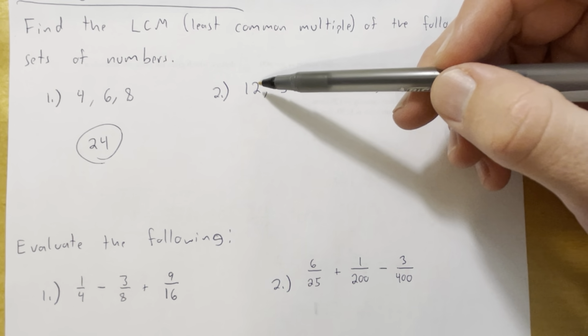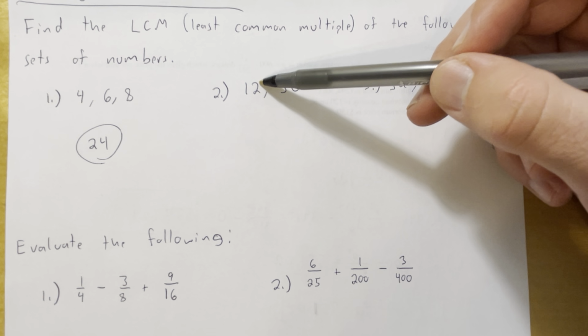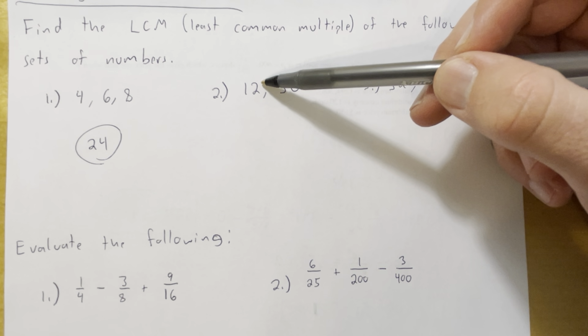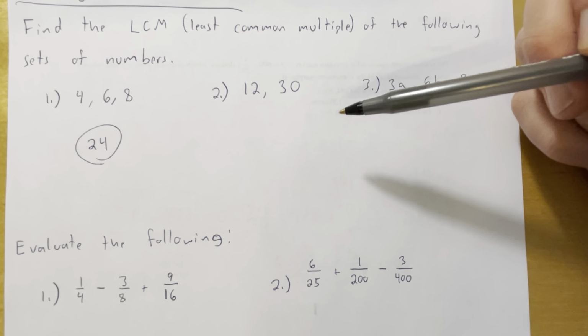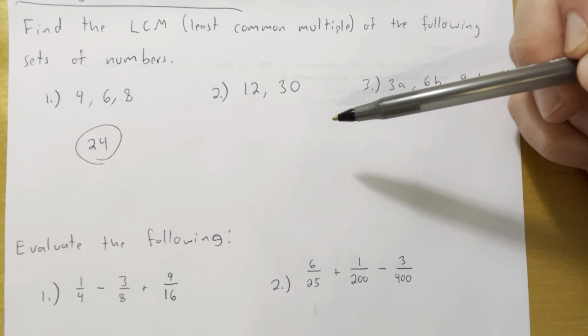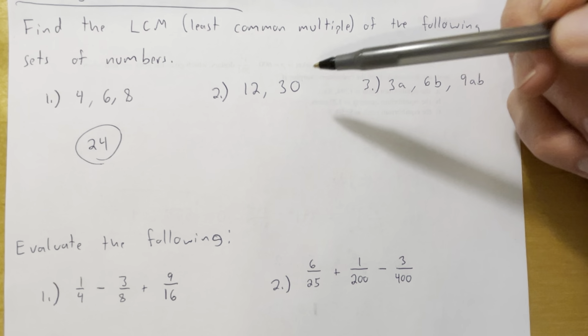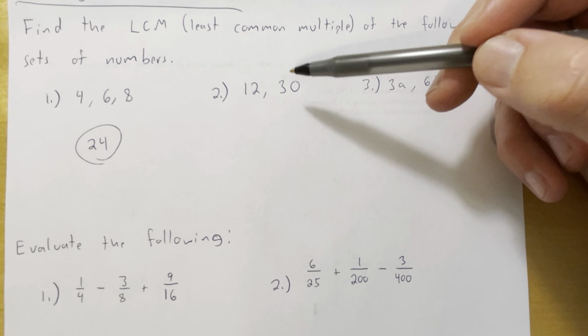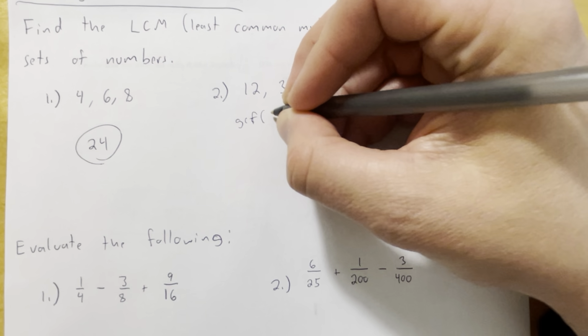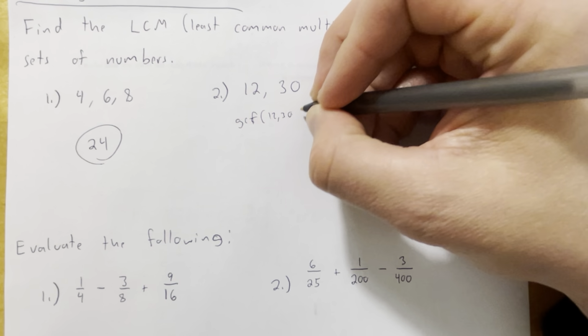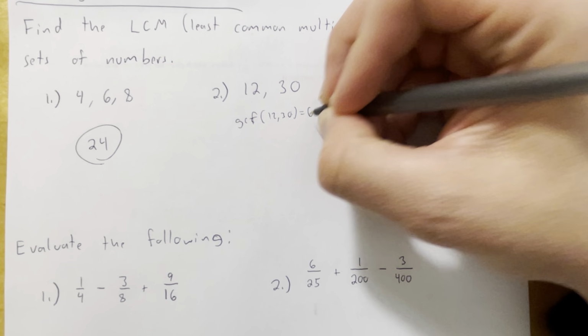So 12, its largest factor is itself, but 30, as we already said, does not have 12 as a factor. And I can think of, 12 times 1 makes 12. What times 2 makes 12? Well, 6. That means 6 is the next largest factor of 12. So how do I find, is 6 also a factor of 30? Yes, because 6 times 5 is 30. So I can say that the GCF of 12 and 30 is 6, okay?